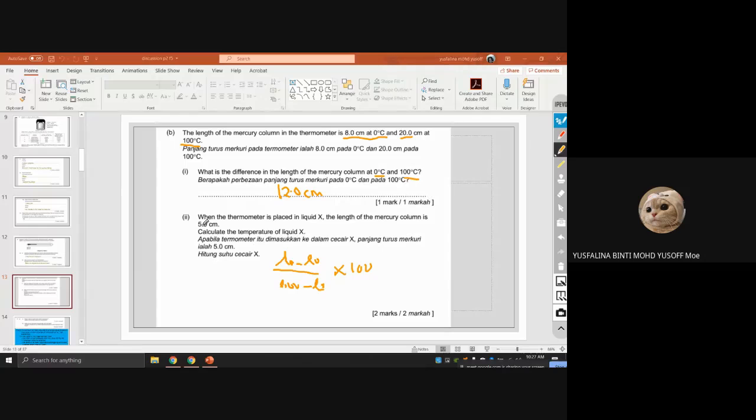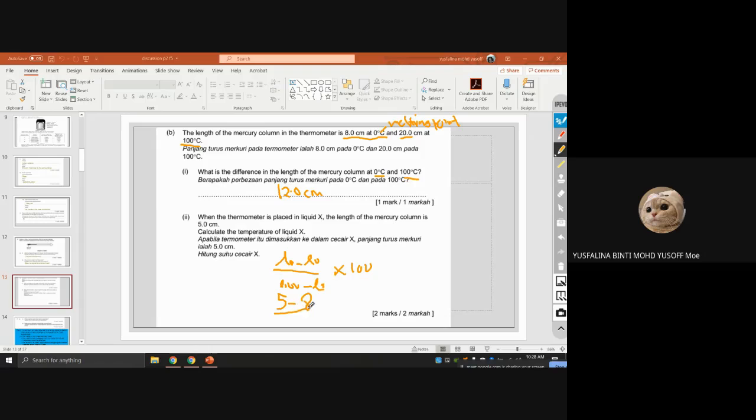So that means L theta is 5 cm, right? So 5 minus... L0 is the length of mercury when it's at 0 degrees Celsius or when it's melting. Sometimes they don't say 0 degrees Celsius, they say at melting point. So that one is L0. Sometimes they just put melting. So you have to know the melting point of water is 0 degrees Celsius. Right? And then 5 minus 8.